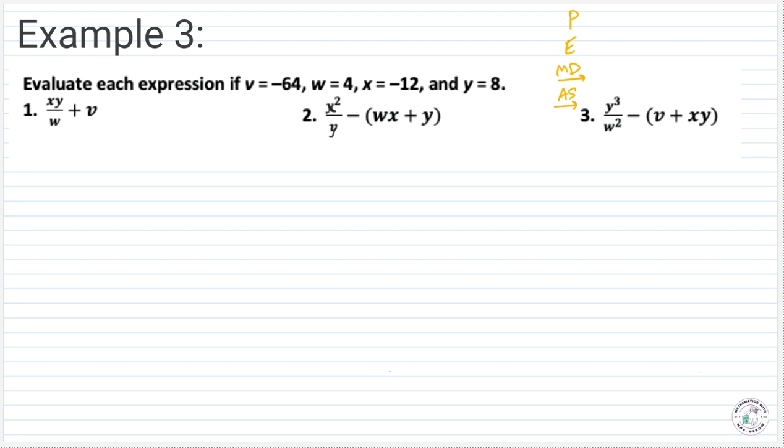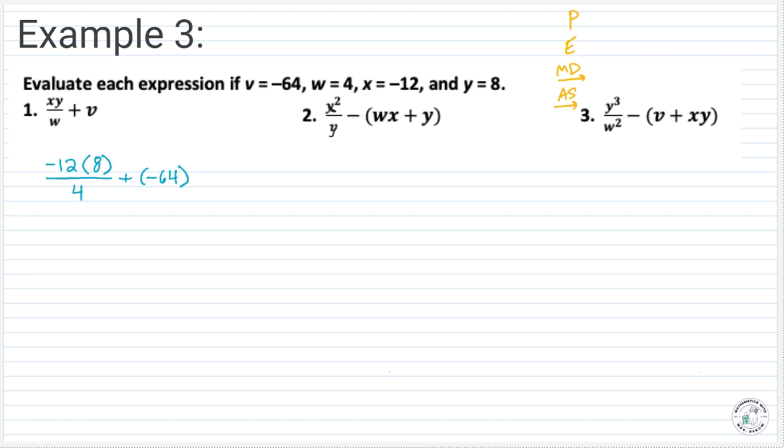With the first question, we have x times y divided by w plus v. So x in this case is negative 12. So we're going to have negative 12 multiplied by y, which is 8, divided by w, which is 4, plus v, which is a negative 64. So now we're going to go through and follow our order of operations.